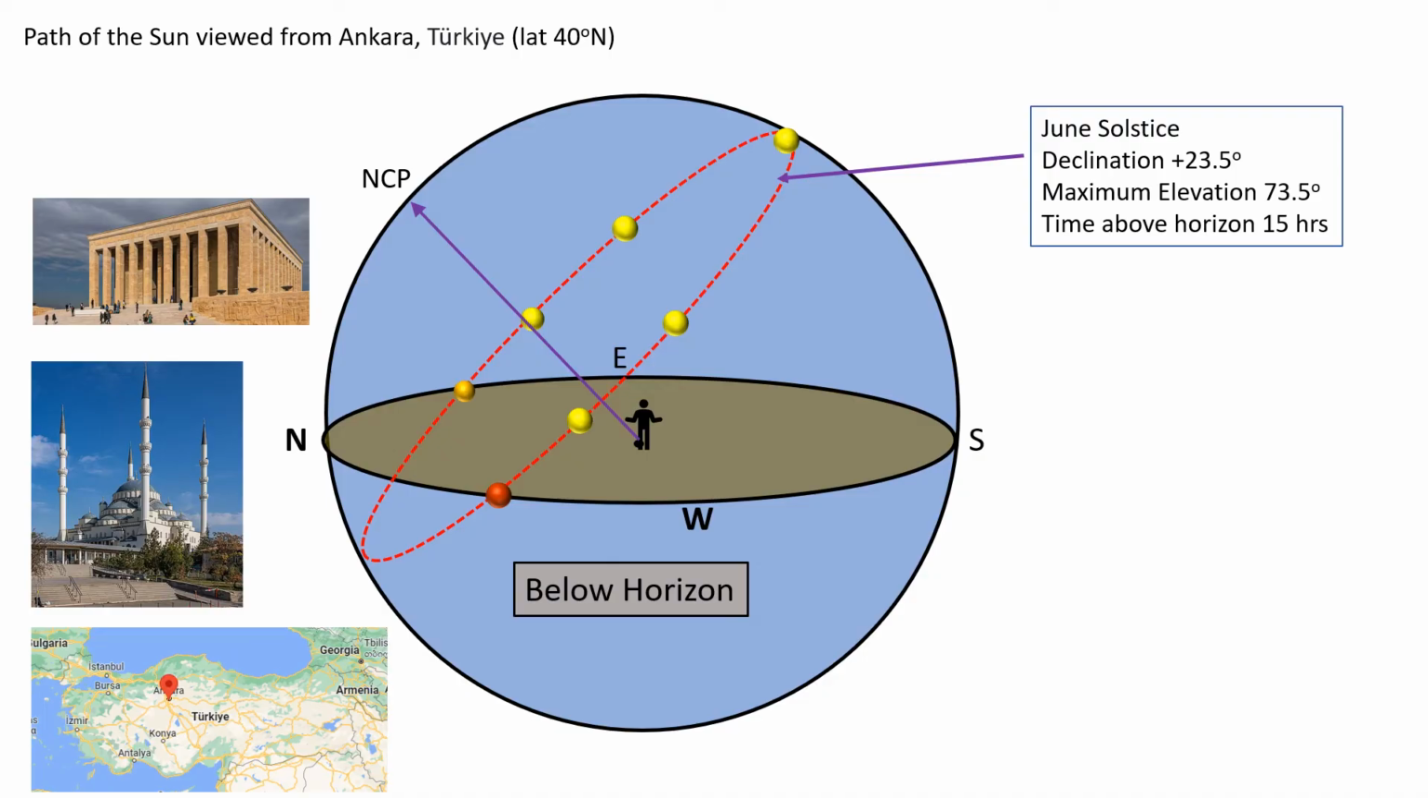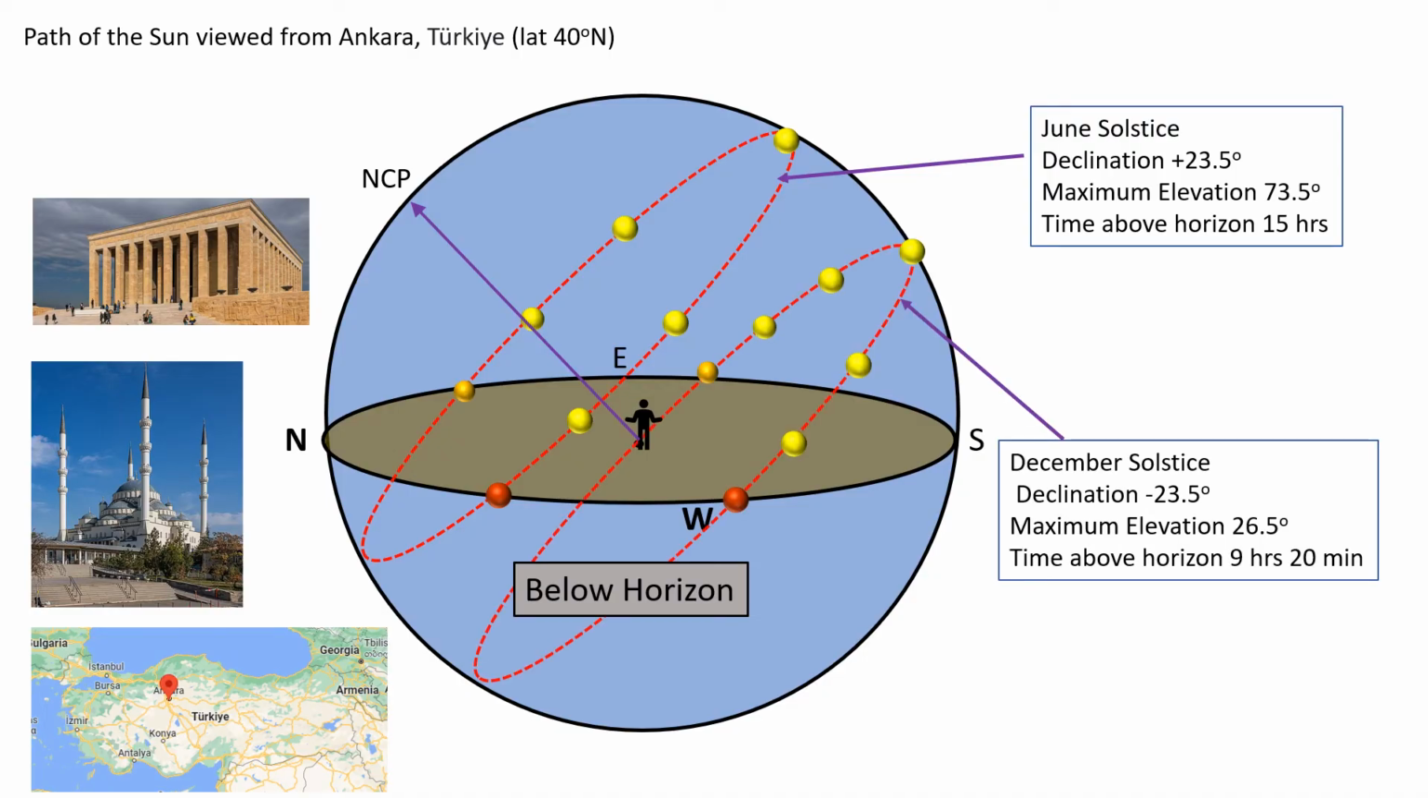Let's look at the view from Ankara in Turkey. In June, the declination of the Sun is 23.5 degrees, and it gets very high in the sky and is above the horizon for a long time. Whereas if we go to December, then it's much lower in the sky and it's above the horizon for only 9 hours and a bit.